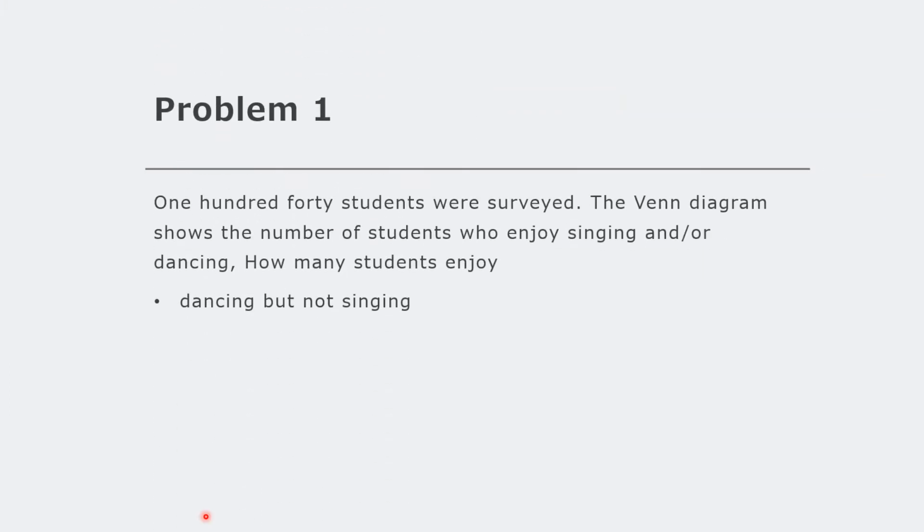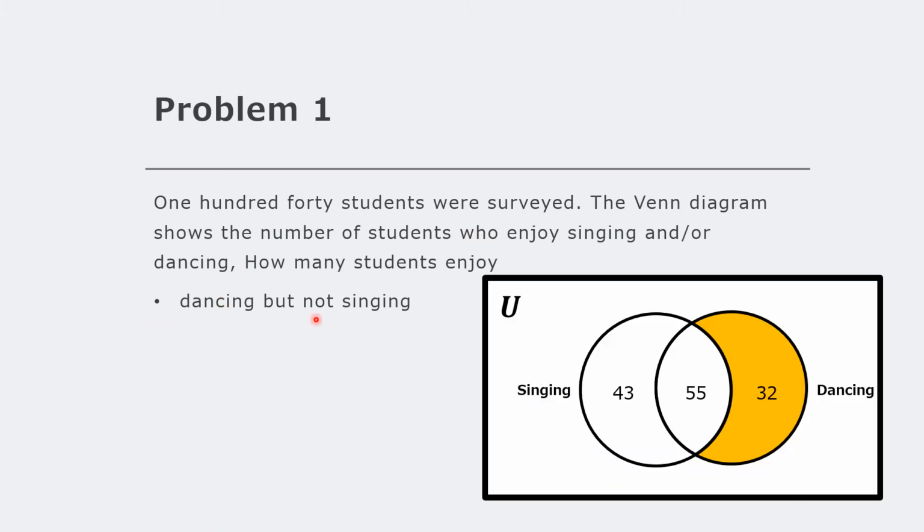In this part of the problem, we want to look at dancing but not singing. So let's have now our Venn diagram. I shaded the answer. We want to get dancing but not singing. So we remove, or we could say this is the people that like only dancing, or dancing only. So the answer is 32.